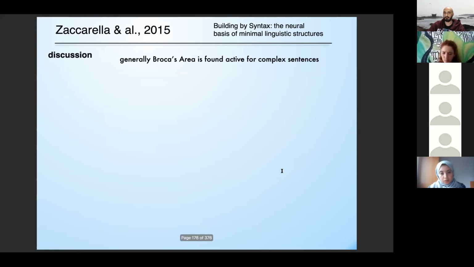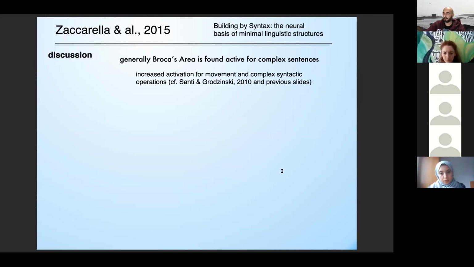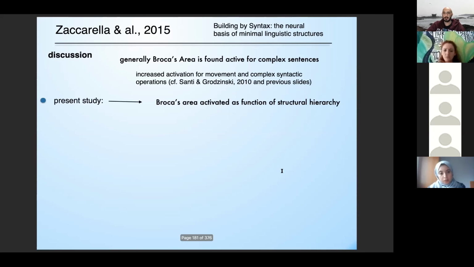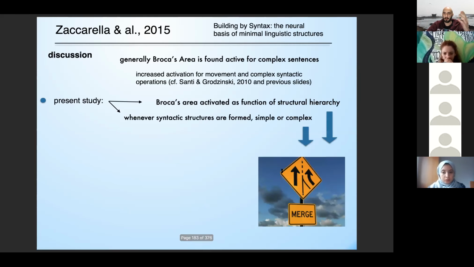Okay, so again, conclusion quite unsurprising, that Broca's area is found active for complex sentences, right? So this is actually what we already knew from previous studies. If you remember, we found that this part of the brain was active for syntactic movement and for syntactic complexity. But in the present study, Broca's area is activated as a function of structural hierarchy. So whenever you have syntactic structures, simple or complex, Broca's area activation pops up. Isn't that evidence for merge? They claim that it is.